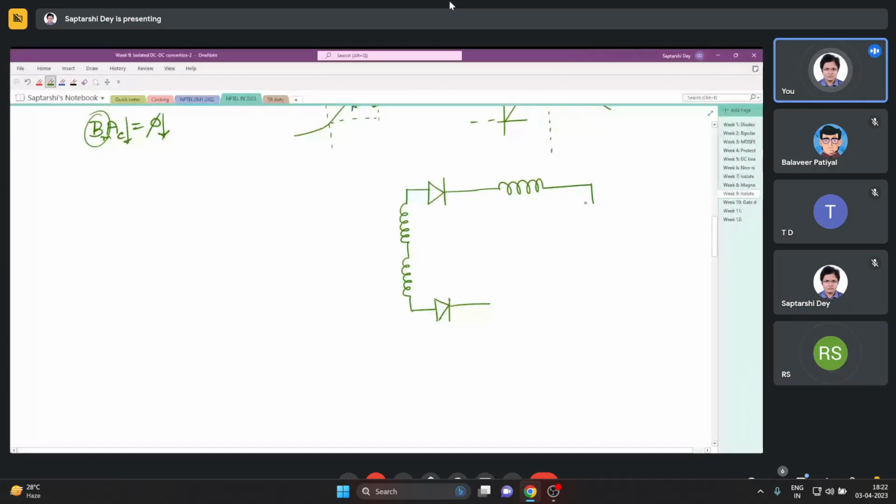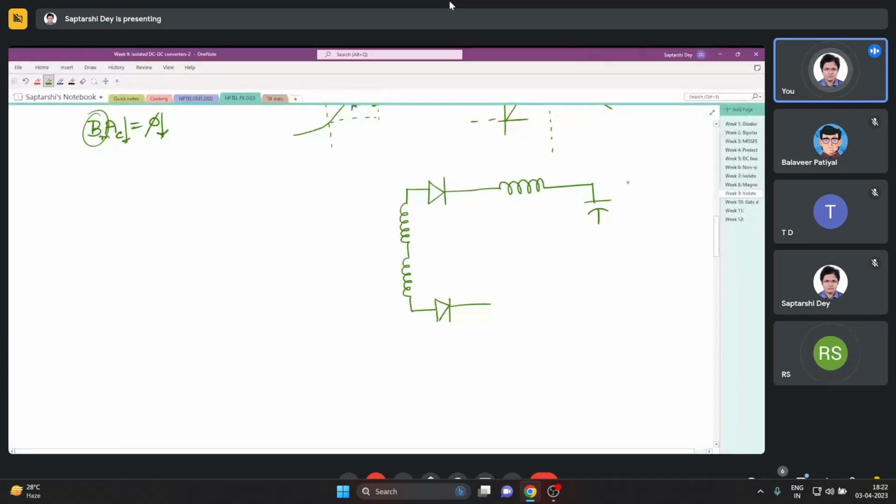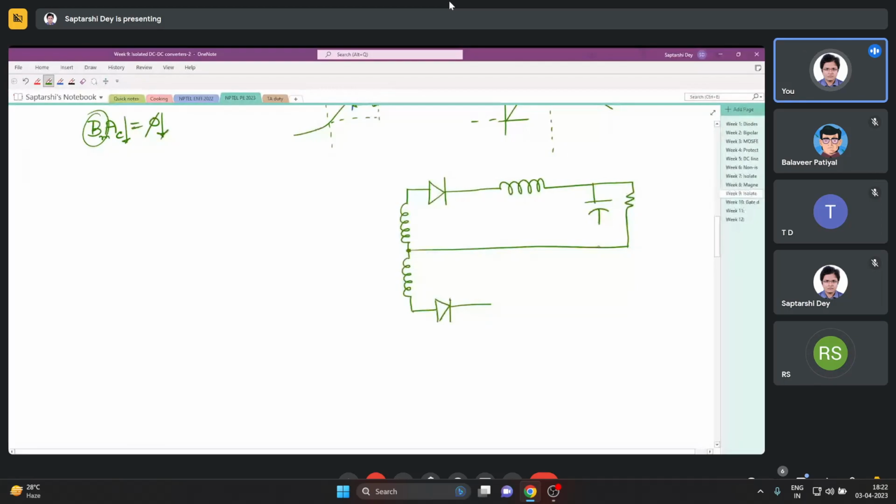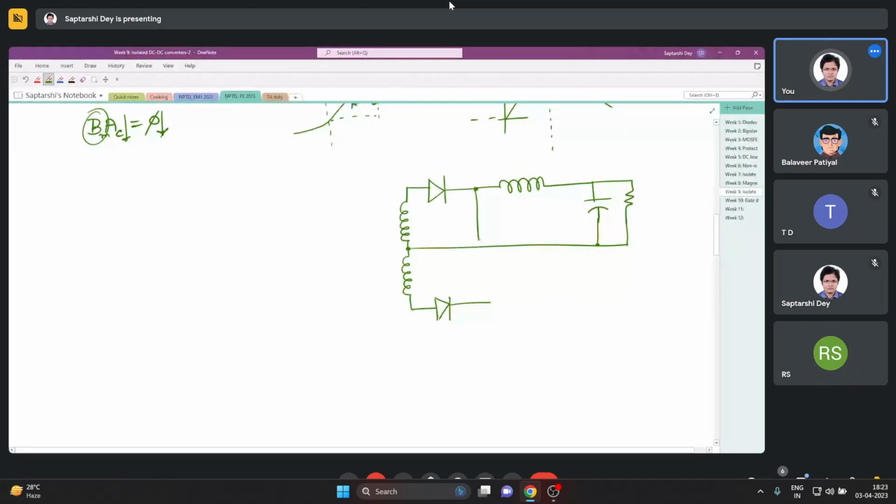You will see that all the converters that we will study today will have this secondary. So I will draw it once and copy later.